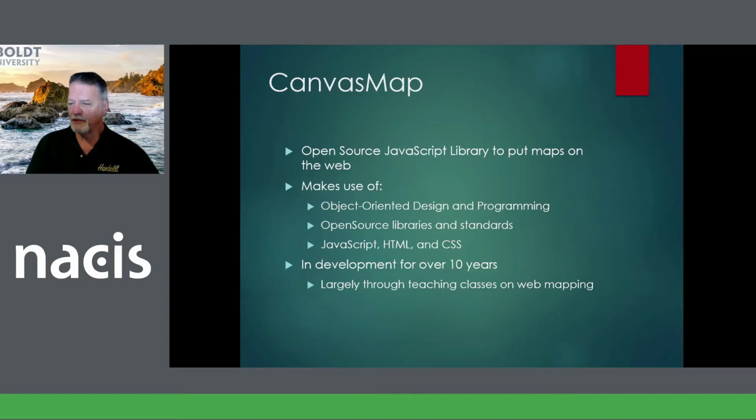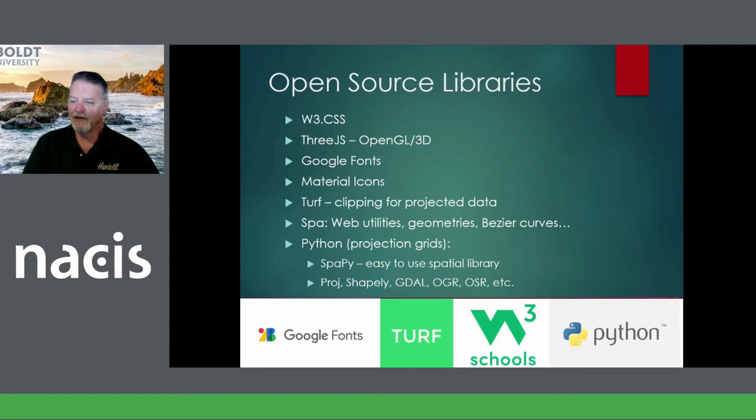So CanvasMap is open source. It's available at canvasmap.org, and it's there to put maps on the web. It's based on object-oriented design and programming, so it's very expandable based on JavaScript classes. It uses a number of open source libraries and standards that I'll mention. And then again, it's based on standards for JavaScript, HTML, and CSS. It's been in development for over 10 years, and I've used it largely in my classes, which is just a great place to develop a library, because nothing like having a bunch of students to criticize your work and give you ideas on how to improve things.